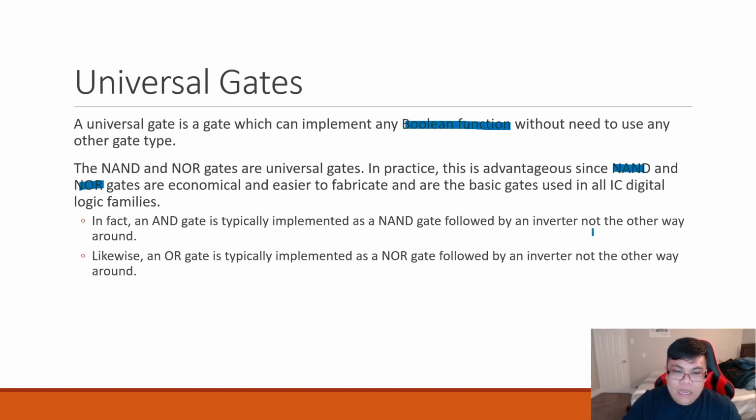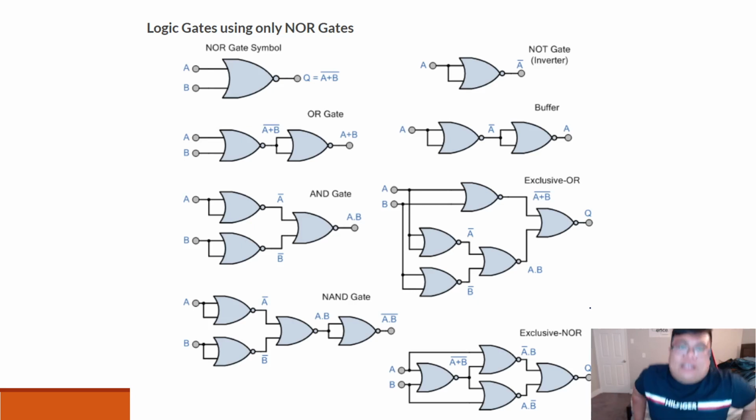Okay, so in fact, one thing that you might not know is that an AND gate is typically implemented as a NAND gate followed by an inverter, and not the other way around. Likewise, the OR gate is typically implemented as a NOR gate followed by an inverter. Okay, so if you wanted to see how exactly you can make every other gate using only NOR gates, here's the diagram that I would introduce you to.